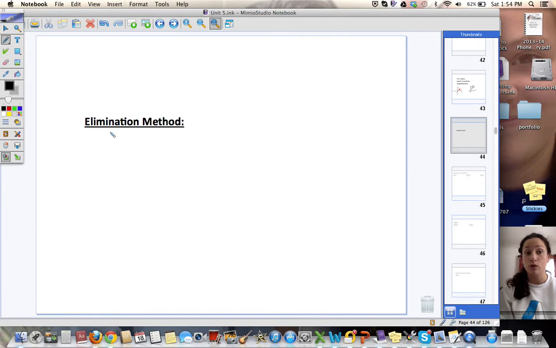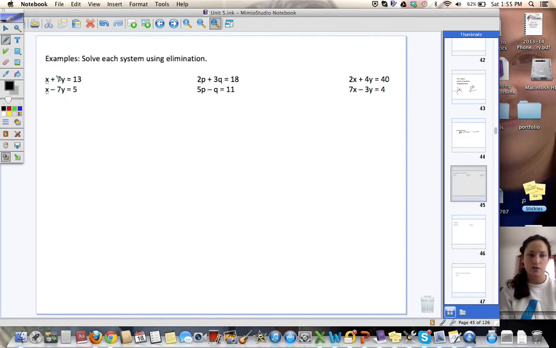Elimination works really well only in certain cases. If you already have a y equals or an x equals, I would still probably use the other method, but this will work very well. Our goal for elimination, if you can guess, is to eliminate one variable. We're going to try and get rid of a variable. I'm going to show you with examples what I mean by this. So we're going to start with this problem.